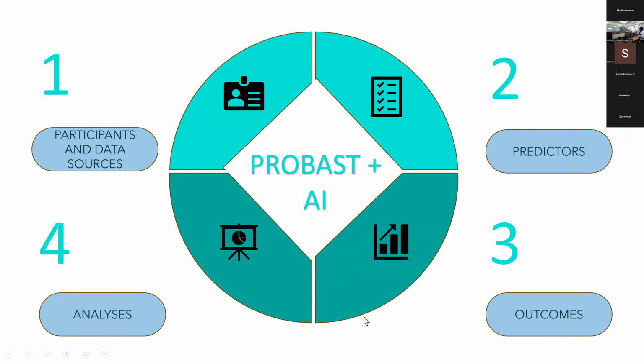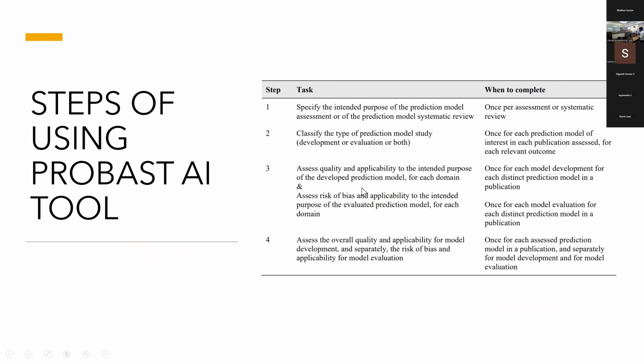The PROBAST-AI checklist assesses a test under 4 different domains, which include participants and data sources, predictors used in the machine learning model, outcomes in the machine learning model, and the analysis of the machine learning. The steps in using the PROBAST-AI checklist are: first, to specify the intended purpose of the study and the PICOT statement. The second step is to classify the type of prediction model, whether it is a development model, an evaluation model, or both. The third is to do a risk of bias assessment and applicability assessment. And overall, in step 4, we give an overall risk of bias score and an applicability score for the model.